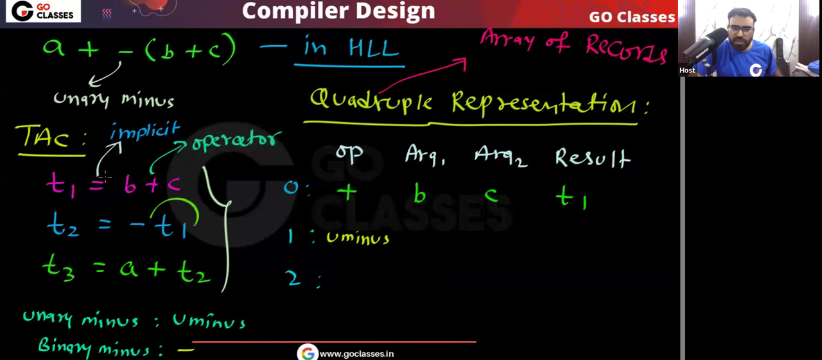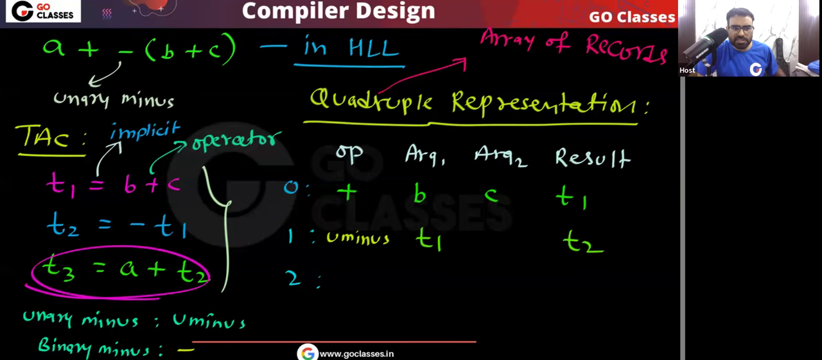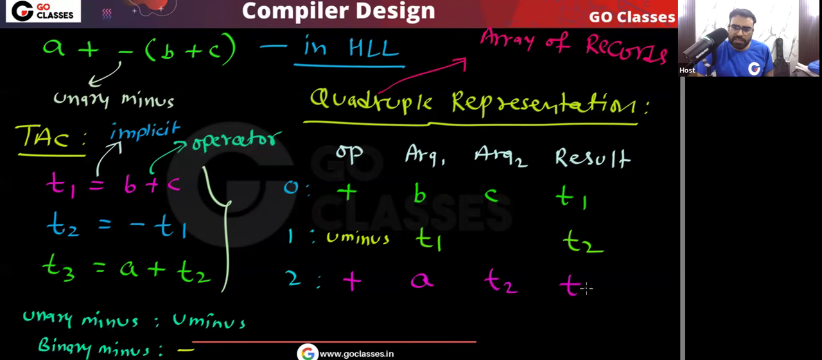Tell me, what is the argument? There is only one argument, that is t1. This is argument 1. There is no argument 2, you can leave it empty. And what is the result? The result is t2. Very simple. What about the next instruction? The operator is plus, the arguments are a comma t2, and the result will be t3. That's it. So this is the quadruple representation. Very easy. I hope you understood.